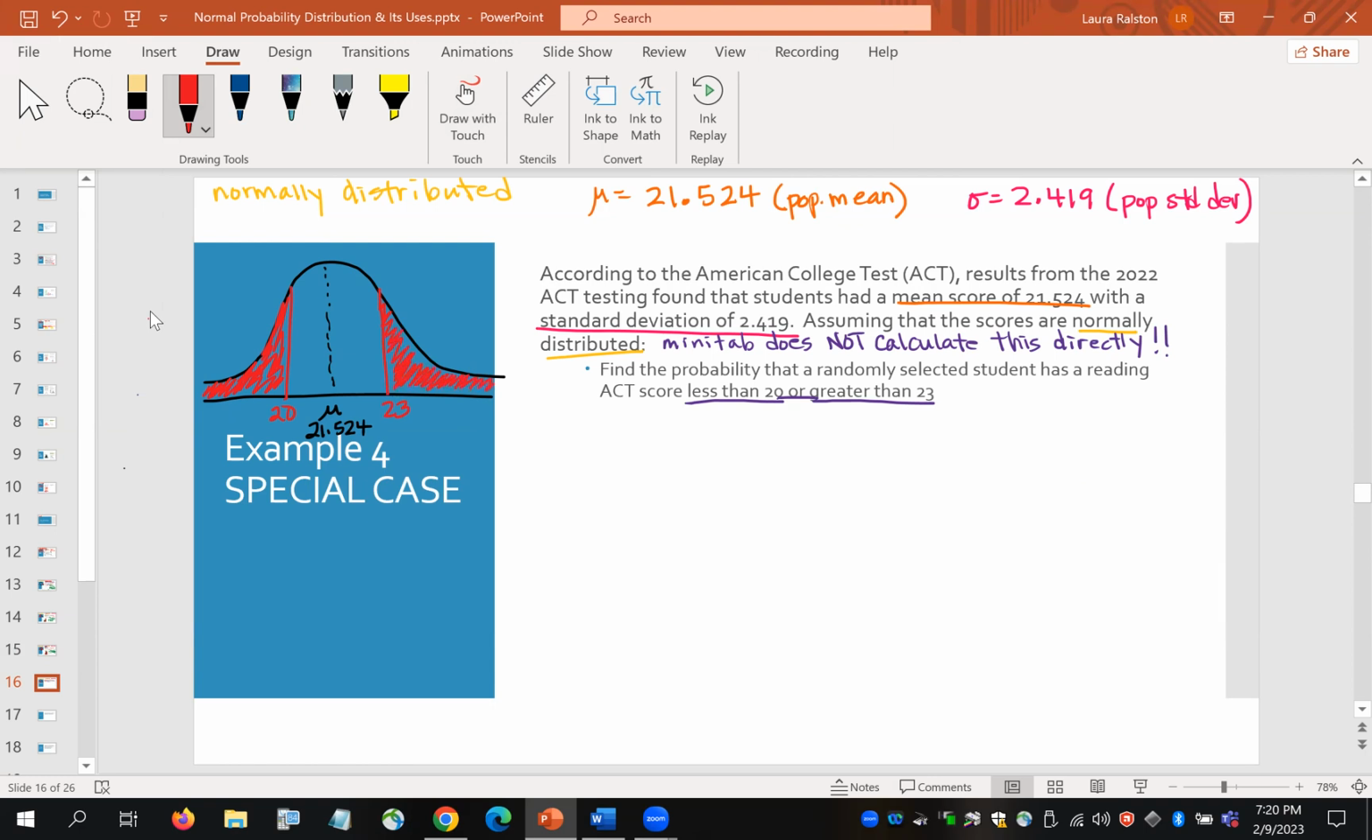Now, Minitab does have another option that kind of looks like this picture. But Minitab makes an assumption that you have the same amount in each tail. And I don't know that. So I can't use that option. Okay, so I'm going to make a little note here. Do not use equal tails. We will never, ever use that option in this course.